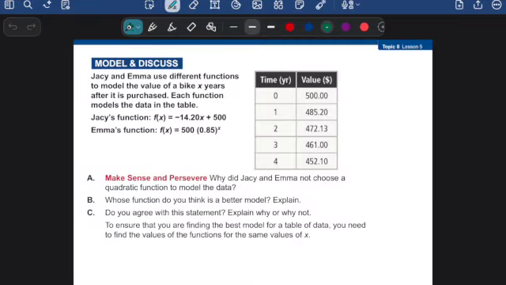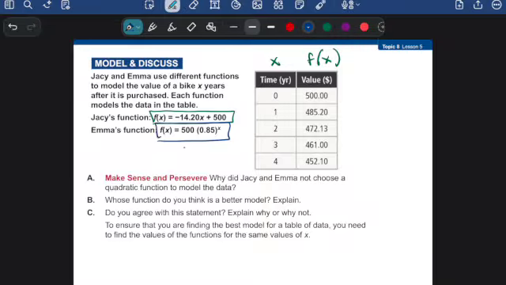For the model and discuss, we have this table. We have the time in years. This is our input, so our x values, and our output would be just the value of the bike after so many years. And JC came up with a function that looks linear. Okay, so she came up with a linear function. And Emma came up with an exponential function.